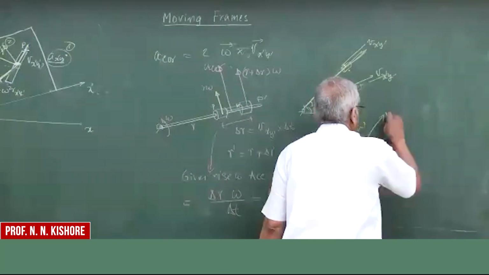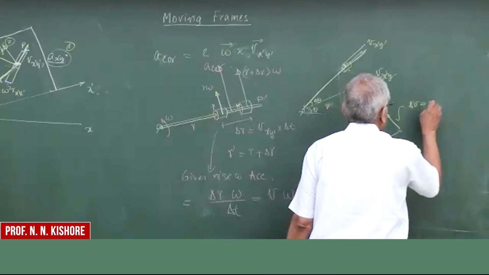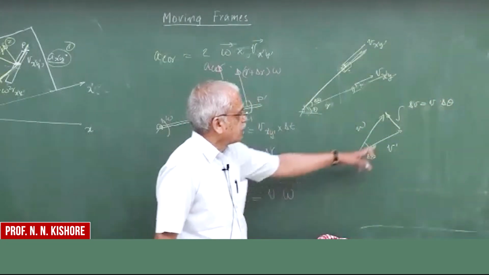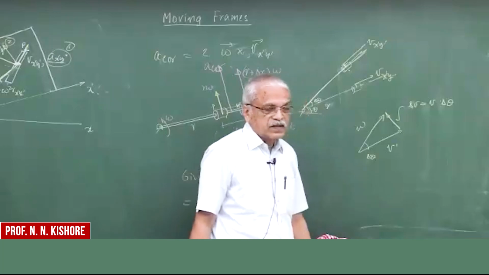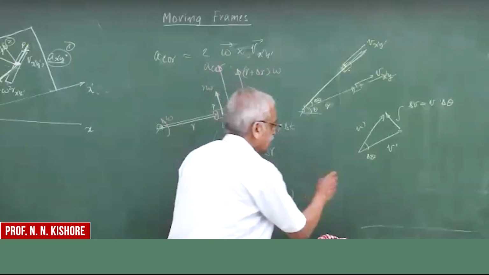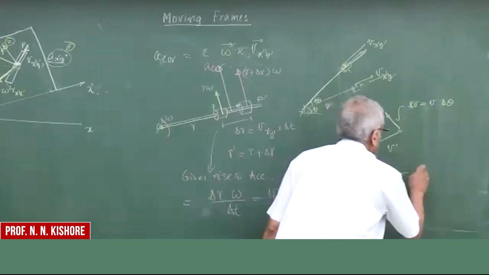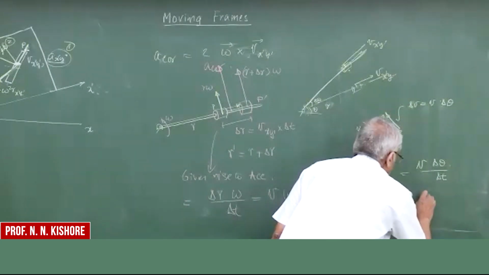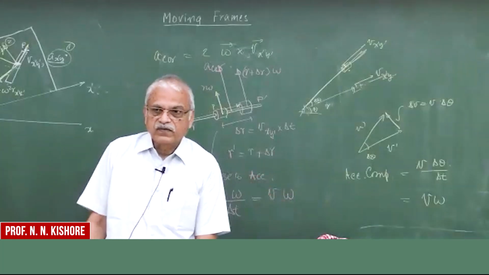The change in the velocity is nothing but v times delta theta, right? So this is a delta theta, and this is given by v times delta theta. This is the change in the velocity, and the acceleration component is v delta theta divided by delta t, and this is v omega. So this is the other component of your Coriolis.